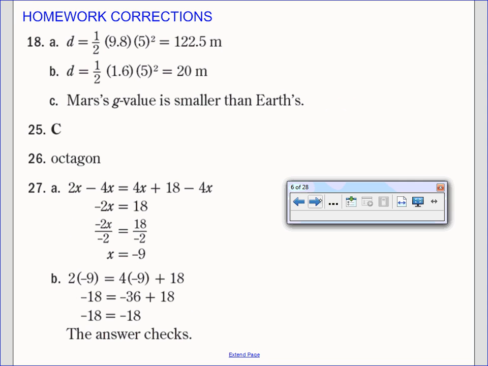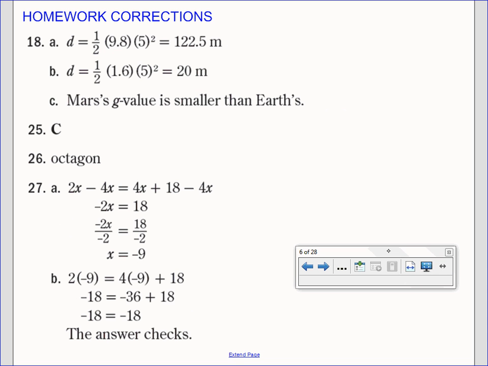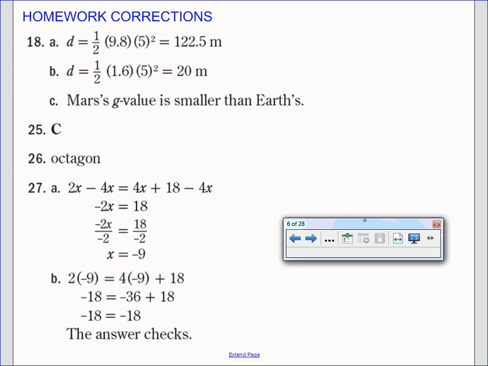Almost there, guys. 18A is 122.5 meters. 18B is 20 meters. C, we can see Mars's G value, acceleration due to gravity, is smaller than Earth's. 25 is C, calculator. 26 is an octagon. 27, A, X is -9. B, yes, it checks out. I think that does it. Yes. I'll let you finish up there.